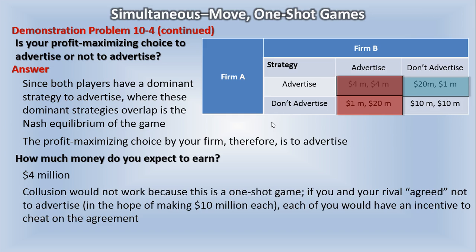In this case, both firms could agree to not advertise together, but collusion would not work because this is a one-shot game. If you or your rival agreed not to advertise in the hopes of making that $10 million each, one of you would have an incentive to cheat on that and to advertise, because obviously whoever cheats and does advertise would wind up making 20 million, twice as much as if both of them did not advertise.